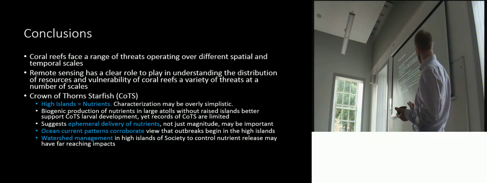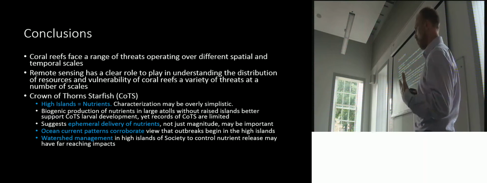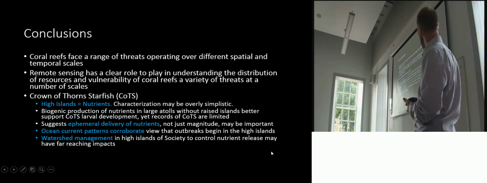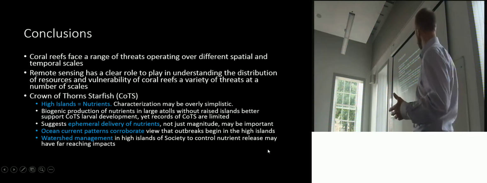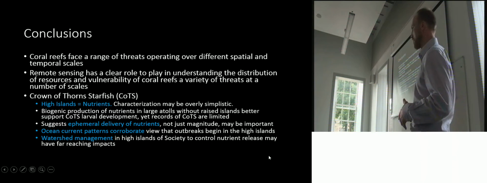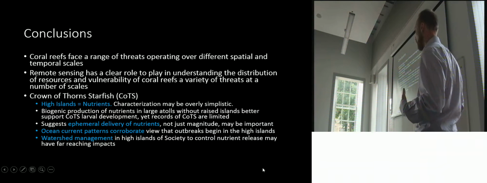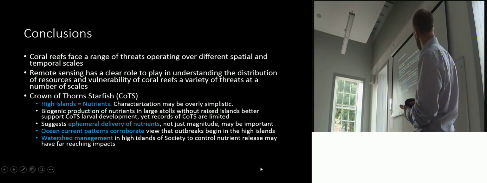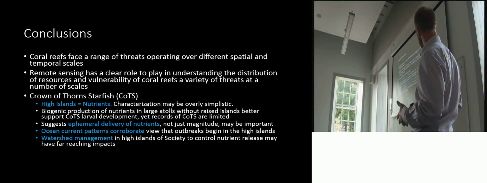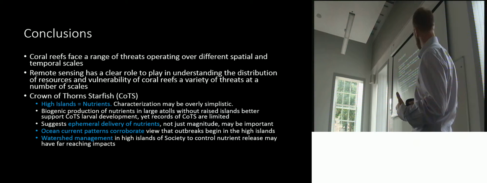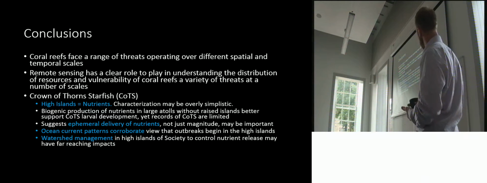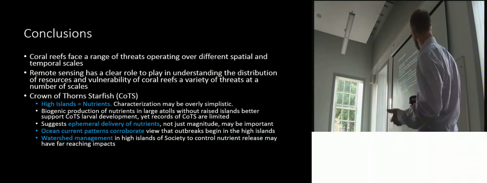So just to conclude, what do we see here? Well, we're saying that coral reefs, like marine systems anywhere, face a range of threats, and that these are operating across different spatial and temporal scales. And I tried to use that crown of thorns example to indicate that. I'd suggest that we can use remote sensing as well as a variety of different mapping and modelling technologies to understand the distribution of resources and vulnerability of these systems to threats at a number of different scales. But I should also say, probably, assets at a number of different scales.